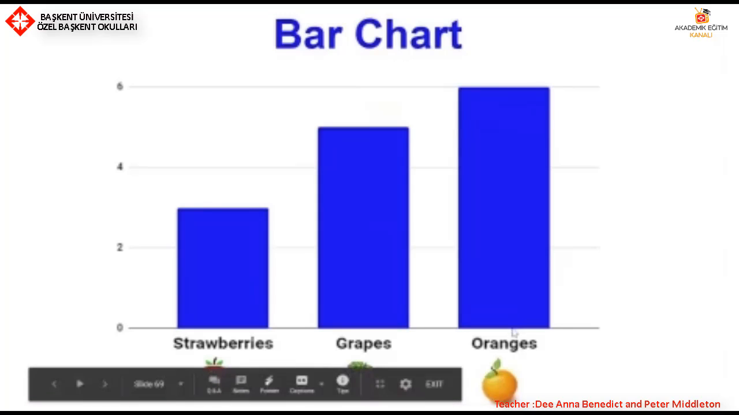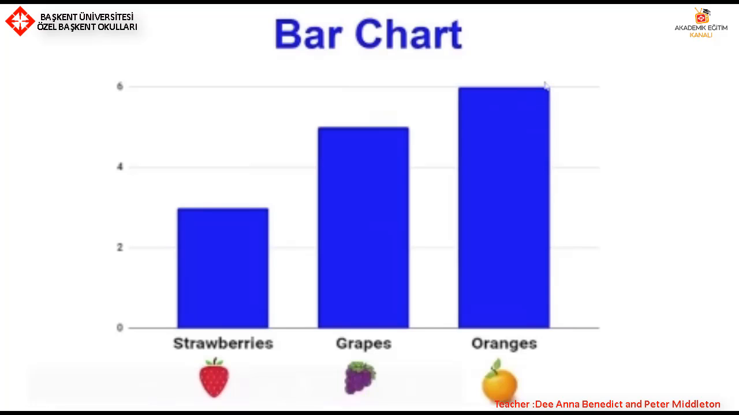How many oranges? Look at the top, and we have 6 oranges. So we can use a bar chart to let us see how many.